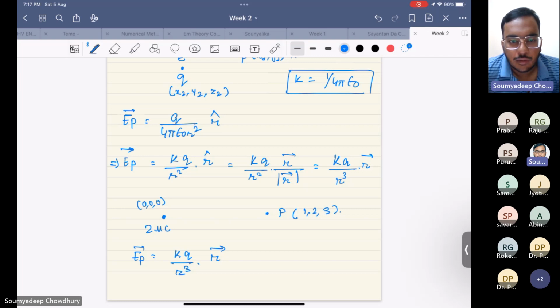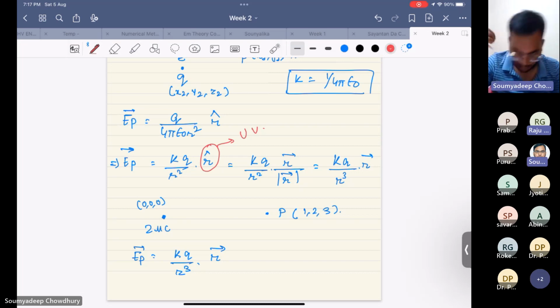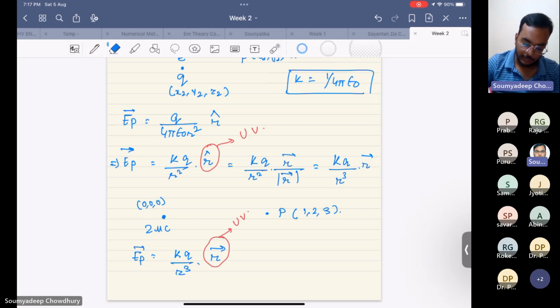One second. Which is the unit vector? This R cap is the unit vector, right? This one. This is my unit vector, right? Yeah, that is right. Correct. So now this is not my unit vector. I have changed it. This is my actual vector, right? This is my actual vector.